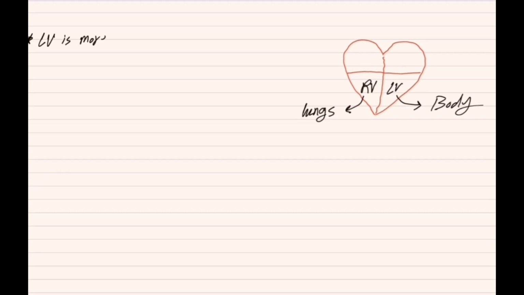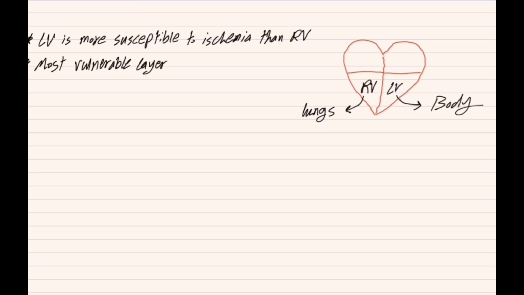The left ventricle is more susceptible to ischemia than the right ventricle. And this is because the left ventricle pumps the blood to the whole body against higher blood pressures. Therefore, it's more muscular and needs more blood supply than the right ventricle, which only pumps blood to the lungs against lower blood pressures. The most vulnerable layer to ischemia is the subendocardium, the inner third layer, and this is because of its location furthest from the supplying arteries.